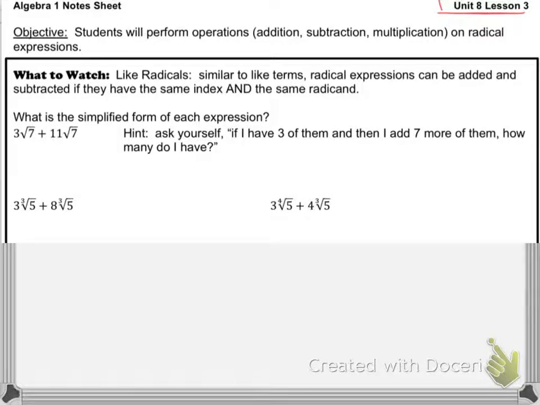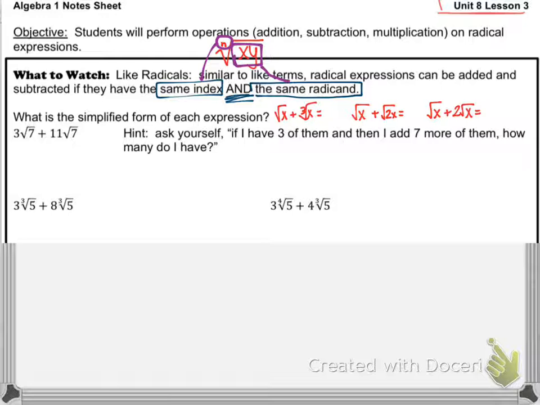All right, for adding or subtracting radicals, they have to have the same index and the same radicand. The index is what goes in that little trough or cranny in the radical symbol, and the radicand is what we're taking the root of. That's what's under the radical. So here are a few examples and non-examples.